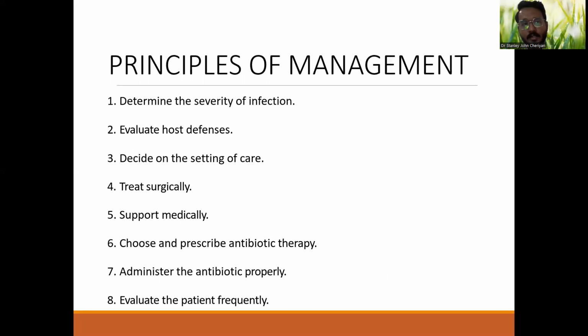Coming to the principles of management, you should determine the severity of the infection and evaluate host differences, that is, if the patient is immunocompromised or diabetic, the spread of infection will be faster. Decide on the setting of care. Even if you don't have adequate measures to treat it in your center, you need to be able to identify it and refer them to a higher center fast. Support medically and treat surgically, give empiric antibiotics, and don't wait for your culture and sensitivity. Choose and prescribe antibiotic therapy, and evaluate the patient frequently.